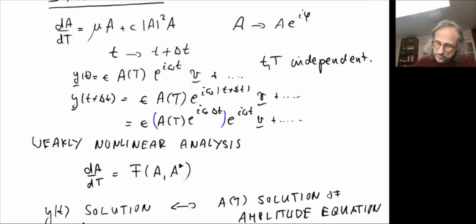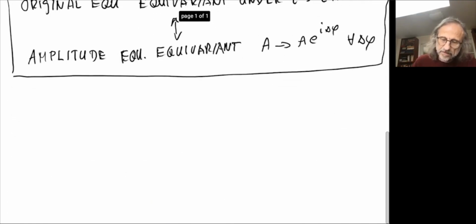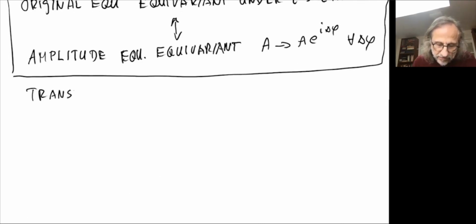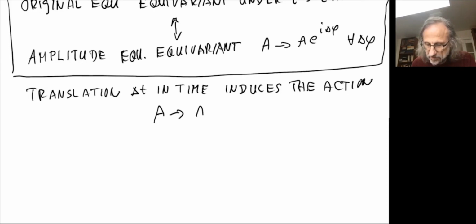Talking about inducing, just in terms of words, what one says is that the symmetry, the translations, they induce an action on the amplitude. So the translation delta t in time induces the action A going to A e to the i delta phi on A.